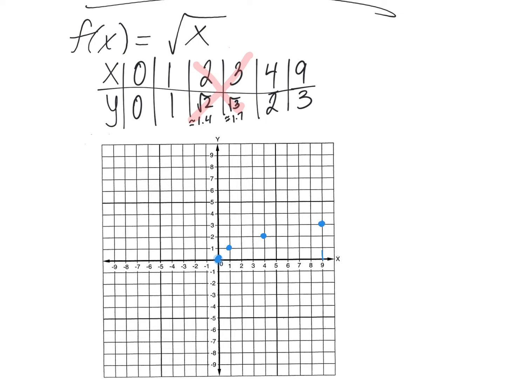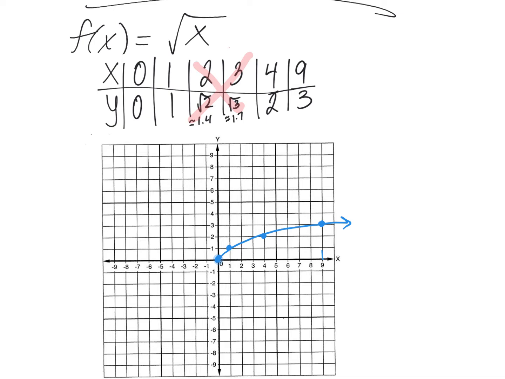Now, if your graph is not big enough, like the graph on the homework tonight's not big enough to put 9 on there, you can stop with the 3 points, 0, 0, 1, 1, and 4, 2. And your square root function looks like this, which is like half of a parabola on its side, right? Which should make sense because the parabola is the inverse of the square root.